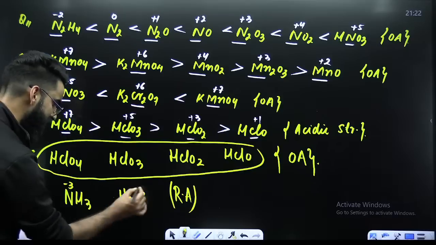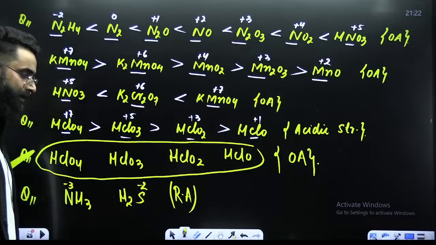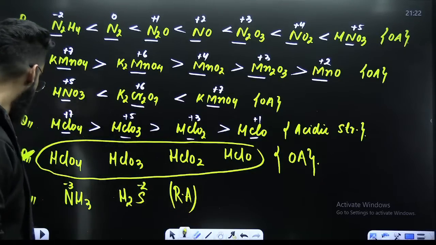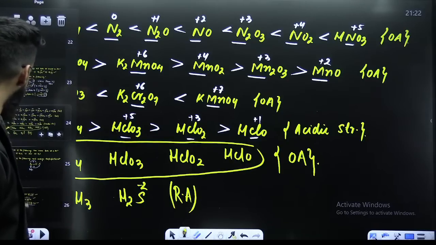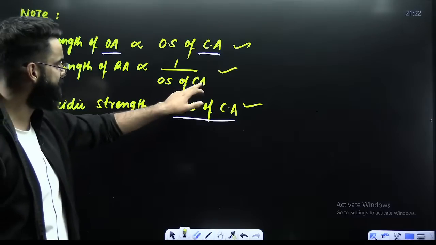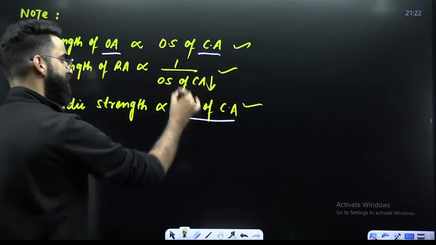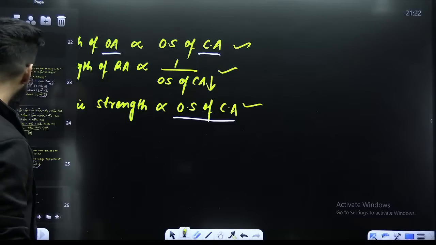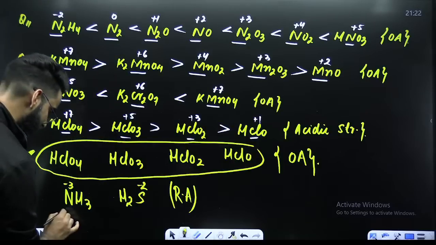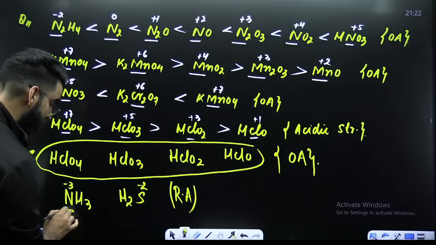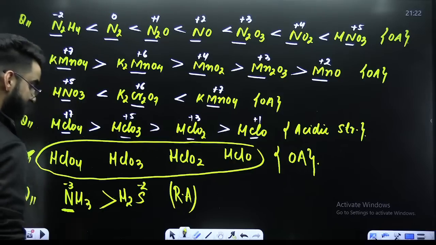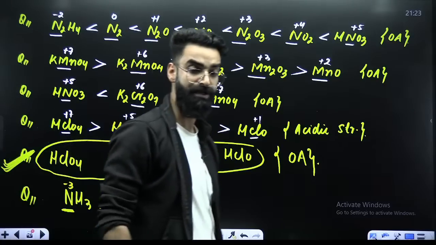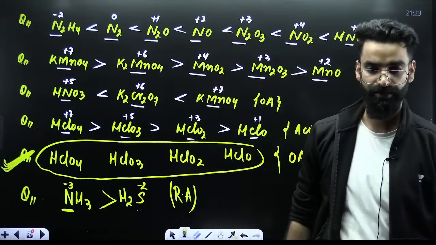Nitrogen here is -3, sulfur is -2, right? And the strength of the reducing agent is inversely proportional to the oxidation state of the central atom. The lesser the oxidation state of the central atom, the more the strength of the reducing agent is going to be. So which reducing agent is stronger here? NH3 will be stronger than H2S when it comes to reducing agent capability, right?